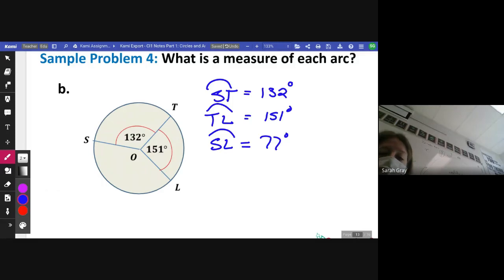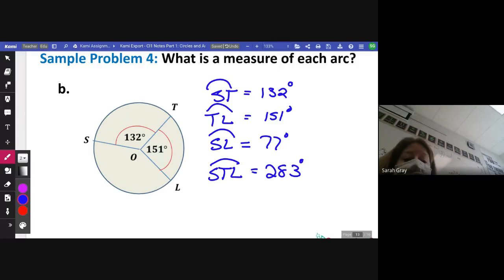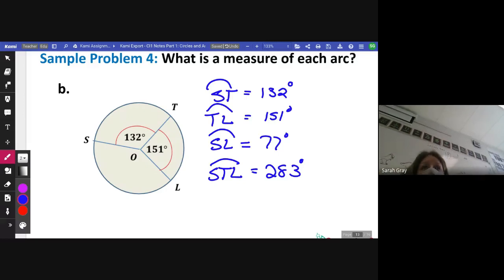Now, challenge. What is the measure of arc STL? Ella. It is 283. You just add the measures of the arcs together, just like you would add the two angles together. Any questions on that? Wonderful.